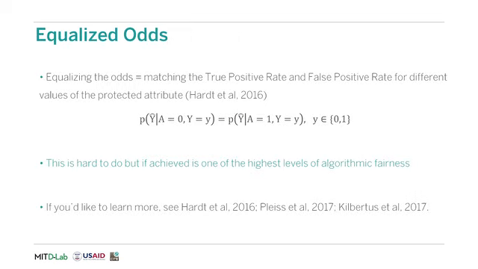A stricter criterion is equalized odds, which means matching both the true positive rate and the false positive rate for different values of the protected attribute. This is much harder to achieve than demographic parity, but is one of the higher levels of algorithmic fairness. In this case, rather than predicting the same average risk across subgroups of protected social attributes, like in demographic parity, equalized odds is stricter in that it forces equality only among individuals who reach similar outcomes. In the hiring example that we've discussed in the previous video, this implies that the probability of a qualified applicant being hired and the probability of an unqualified applicant being incorrectly hired should be the same across genders.